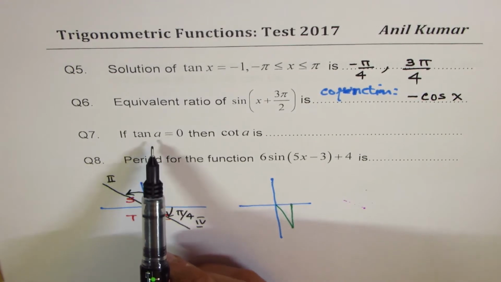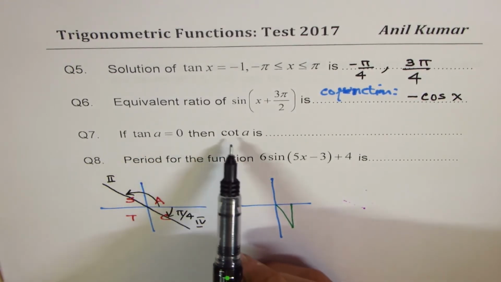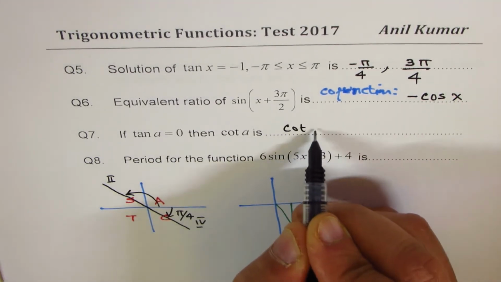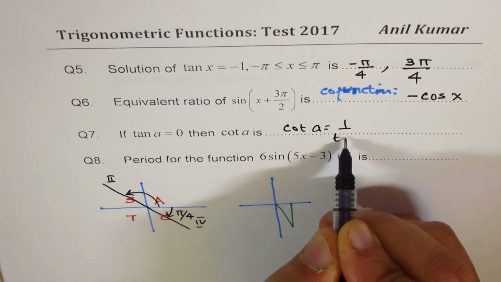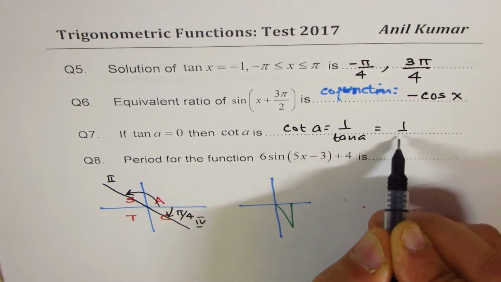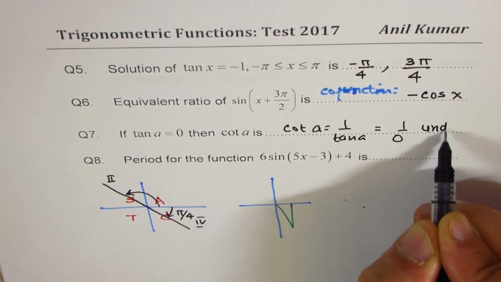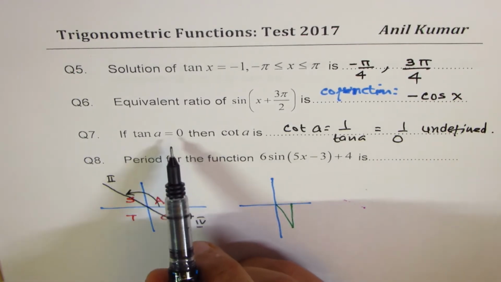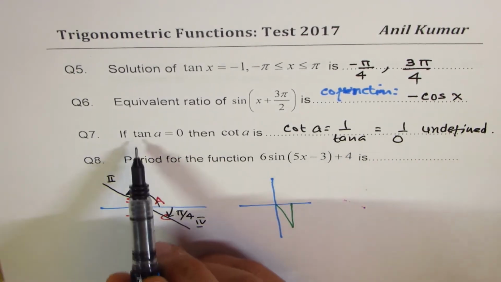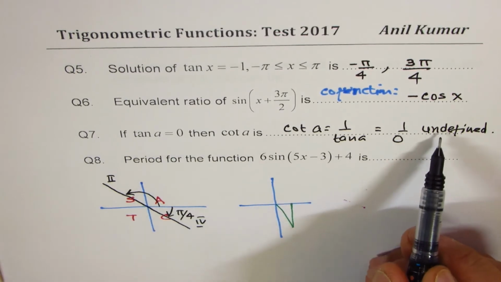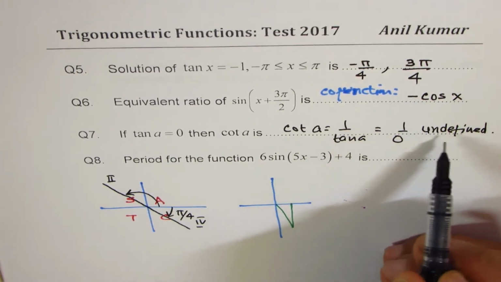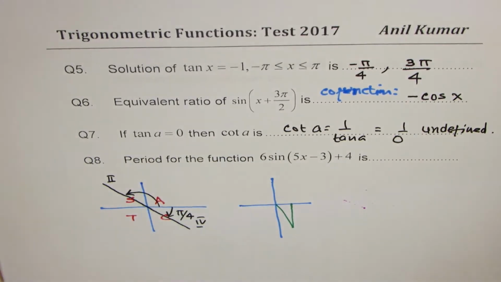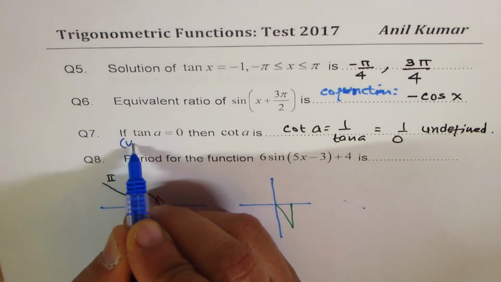If tan a equals 0, then cot a is equal to, we know cot a is 1 over tan a, right? So it is 1 over 0, so it is undefined, right? So at this point where tan is 0, we are going to have a vertical asymptote on the graph of cot A. So you do expect a vertical asymptote here.